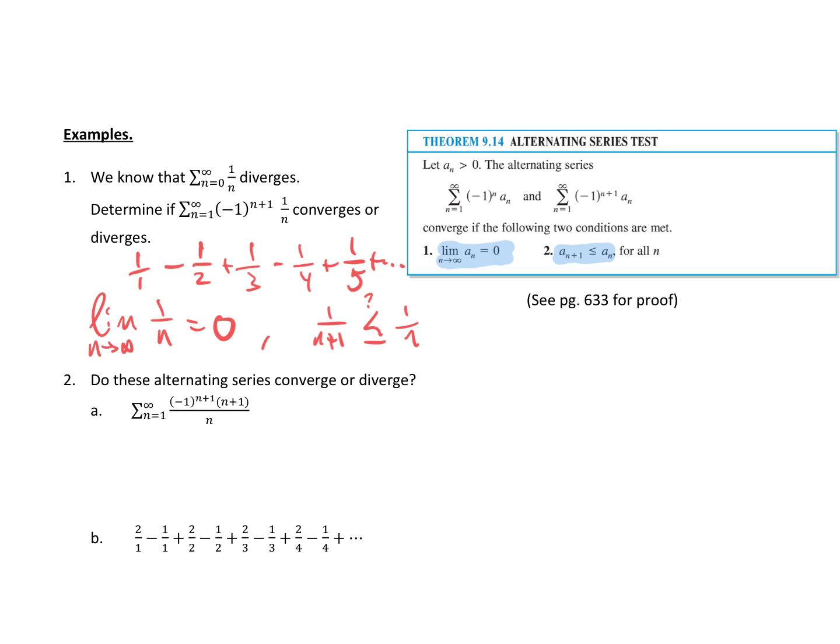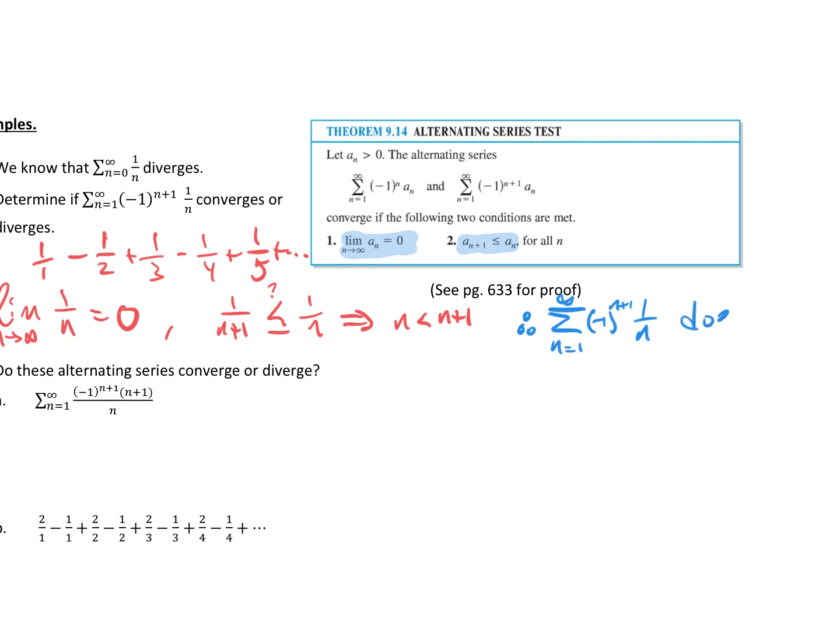If we cross multiply, we have n is less than n plus 1. Okay, and that checks out. So the alternating series, I should say, negative 1 to the n plus 1 times 1 over n, does converge. So this is the alternating harmonic sequence. This is by the alternating series test.